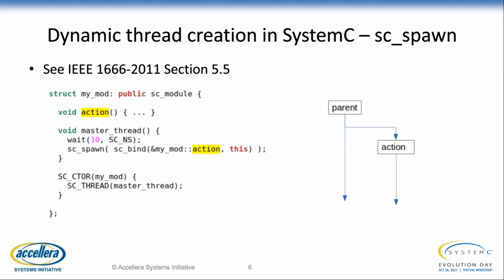So what's currently supported in SystemC for forking threads? The most basic operation you could do is to spawn a single thread and let it run in parallel with the parent thread, and not do anything after that. This is usually done with the SC spawn function, and you'll have to declare your thread function in advance, and then pass a pointer to this function to SC bind, which will create a handle that can be passed to SC spawn, and basically you can spawn threads that way.